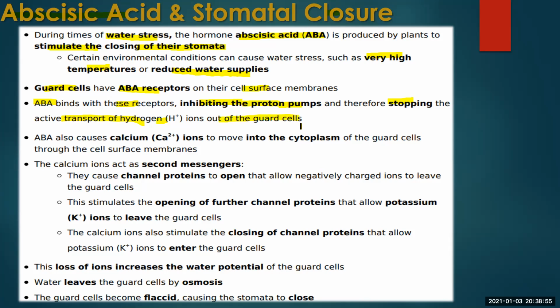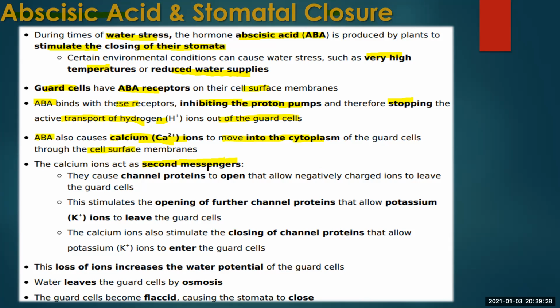Besides inhibiting proton pumps, this abscisic acid also causes calcium ions to move into the cytoplasm. This is another role. This also happens through the cell surface membranes, and these calcium ions now act as a second messenger. So their first step was to inhibit the proton pumps from actively transporting hydrogen out of the cell. Secondly, they cause calcium ions to move into the cytoplasm of the guard cells through the cell surface membranes, which act as second messengers.